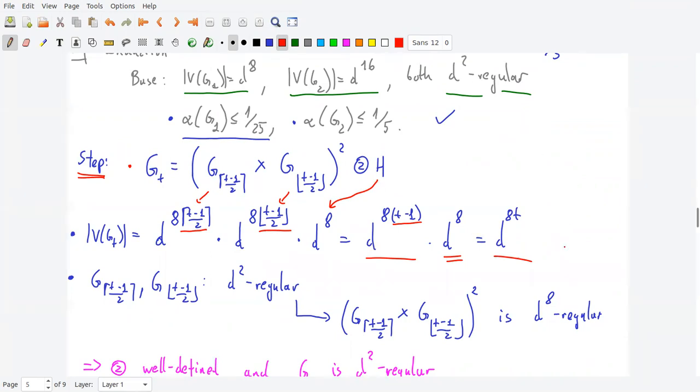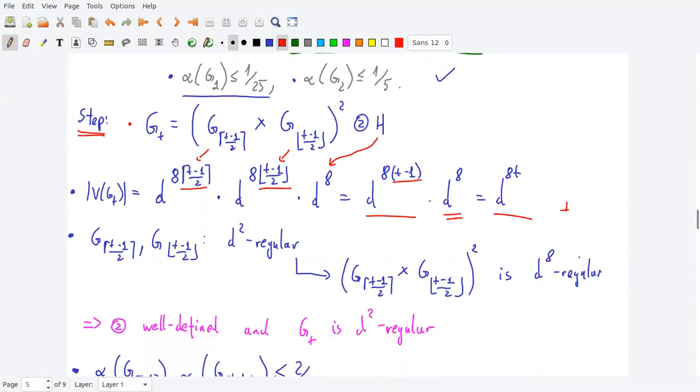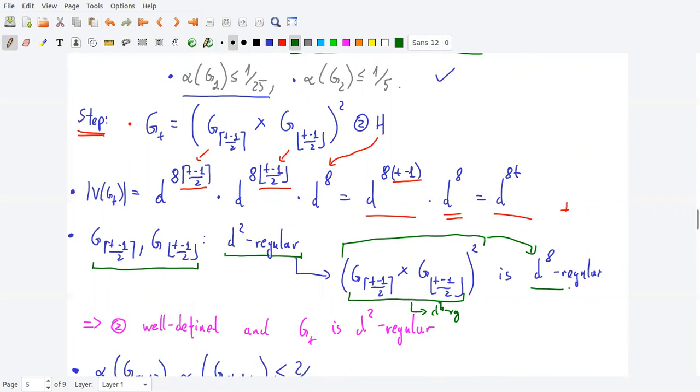Yeah, so this was the proof of the vertex that has the right size. Good. So what is the regularity of this graph GT? By induction, these two graphs that were defined before are both d-square regular. So their tensor product will be d to the 4 regular. And then if you square a d to the 4 regular graph, you get a graph that is d to the 8 regular. So the left-hand side of the zigzag product is d to the 8 regular.